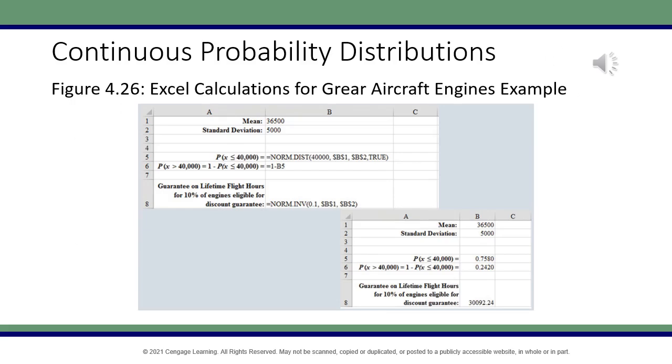Figure 4.26 shows how we can use Excel to calculate this probability. Using the norm.dist function in Excel, we can calculate that the probability of an engine lasting more than 40,000 hours is approximately 0.2420 or 24.2%. This means that about 24.2% of Greer's engines are expected to last more than 40,000 hours, which is valuable information for both Greer and their customers.